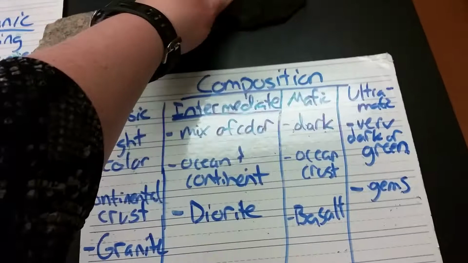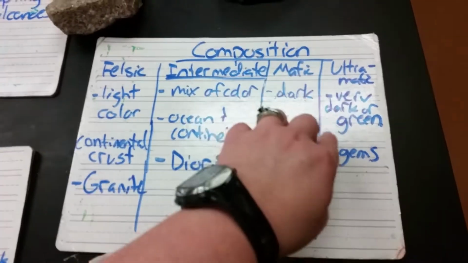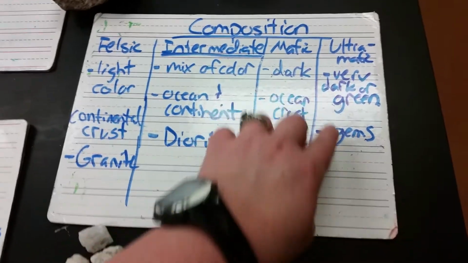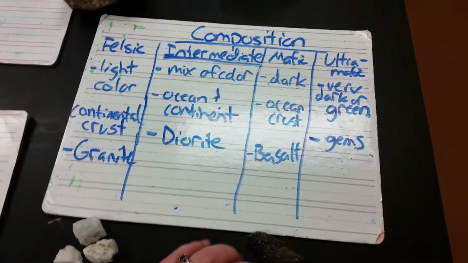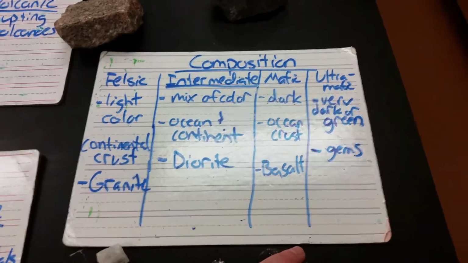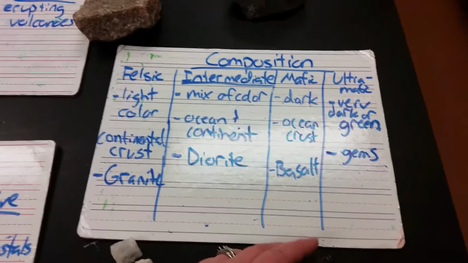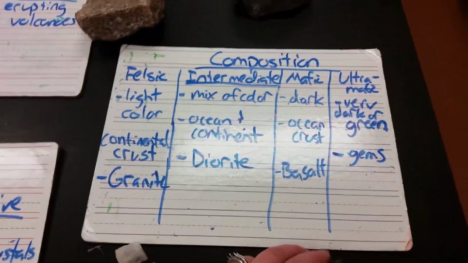And then ultramafic, very dark or even a greenish color. You often will find gems with ultramafic. There's one called kimberlite where you have diamonds, which I do not have as an example, but it would be great if I did. So those are your ultramafic.